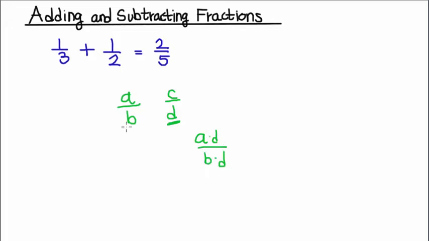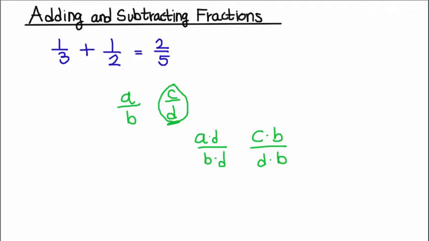And then, in order to establish a common denominator for this fraction over here, I would take the denominator of the other fraction and multiply that with the numerator as well as the denominator. So I would get c times b divided by d times b. And now if you notice, the numerators are not the same, but the denominators are the same.